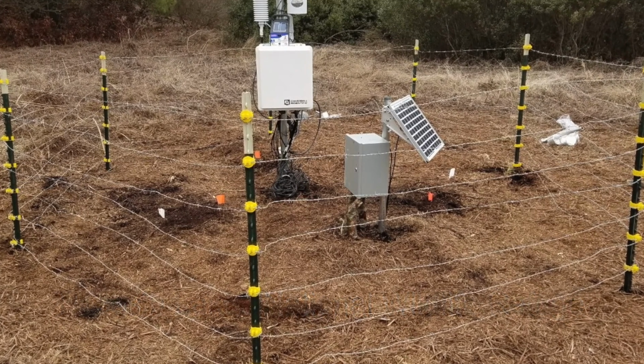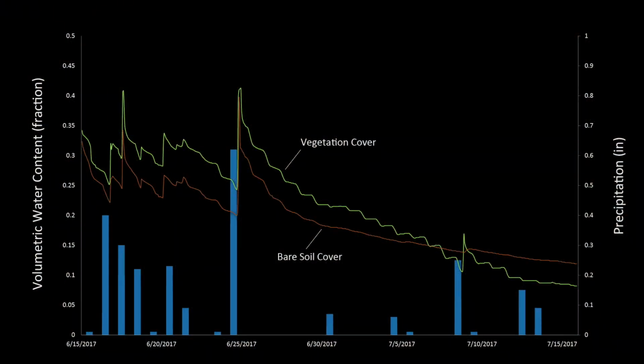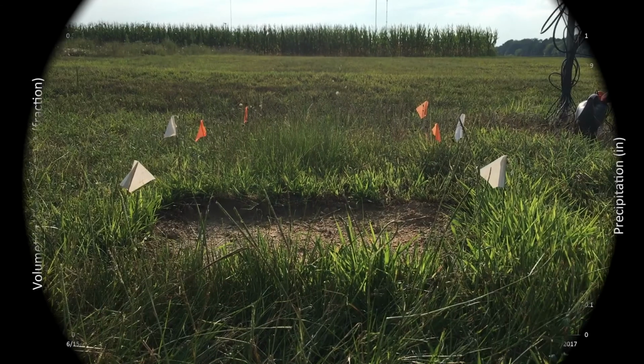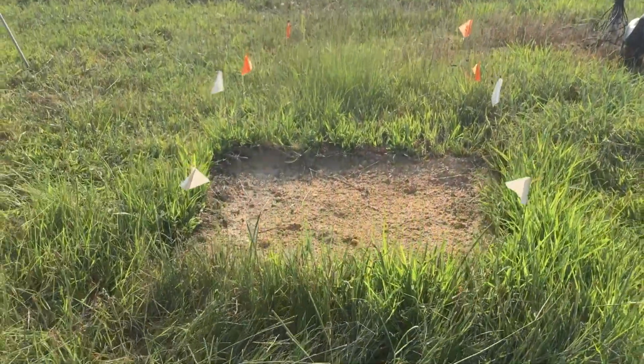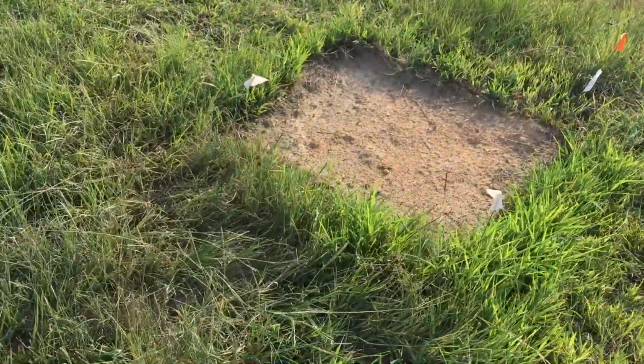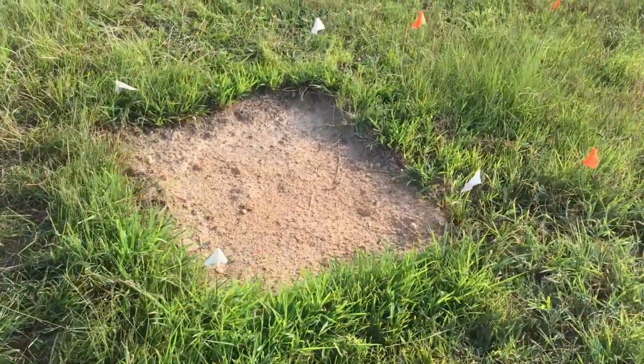So what does this data look like? Shown here is a graph of volumetric water content recorded by sensors in an agricultural field in North Carolina's Piedmont in the summer of 2017. These are from an experiment scientists with the State Climate Office of North Carolina are carrying out to understand how land cover affects soil moisture.